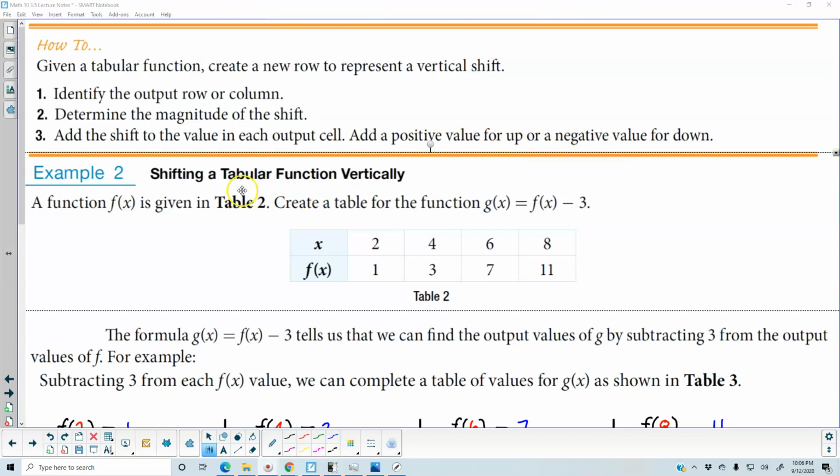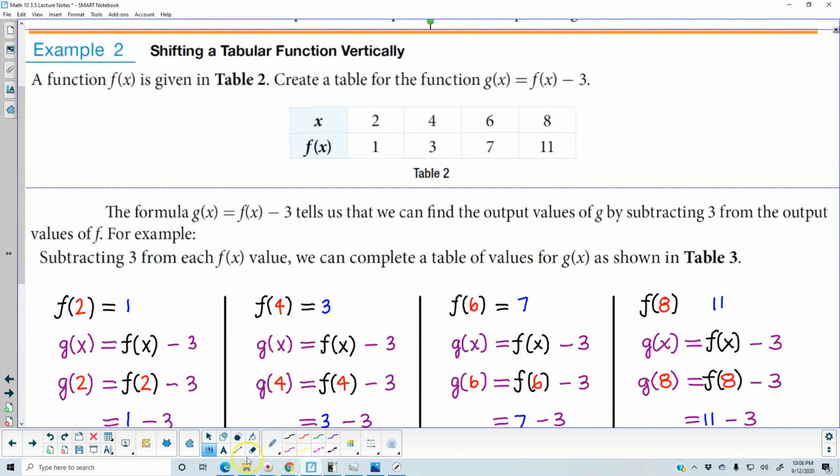So for example 2, we're shifting a tabular function vertically. It says a function f of x is given in table 2. We want to create a table for the function g of x, which is equal to f of x minus 3. So let's first figure out what we have here. We have an input and an output. When our input is 2, our output is 1. So that's what we know. We know that f of 2 is going to equal 1.